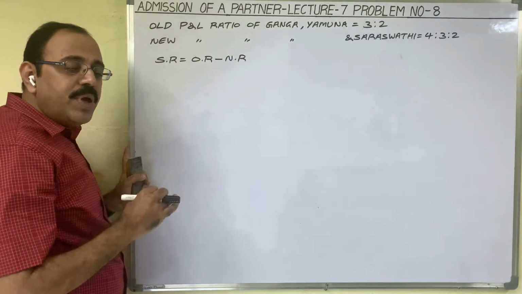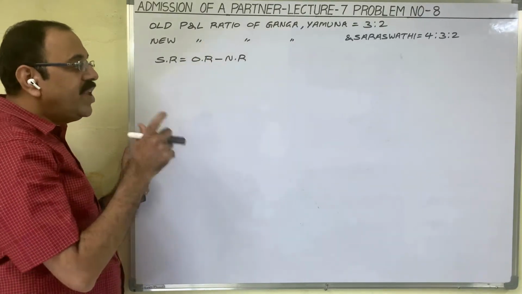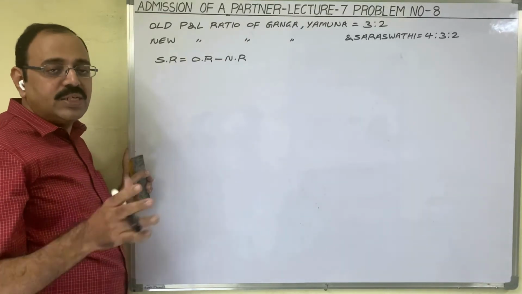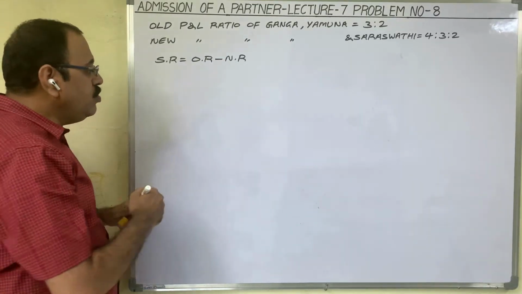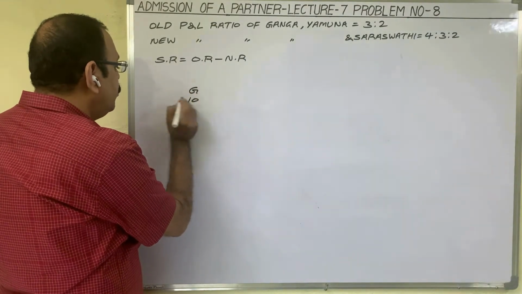So the logic behind this formula is very simple. Instead of taking fractions, if you take amounts, we'll easily understand this concept. Assume that Ganga has 10 rupees with her.